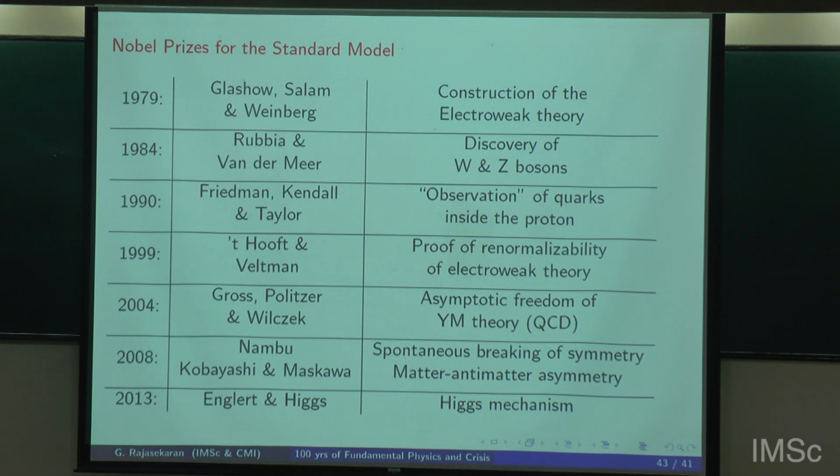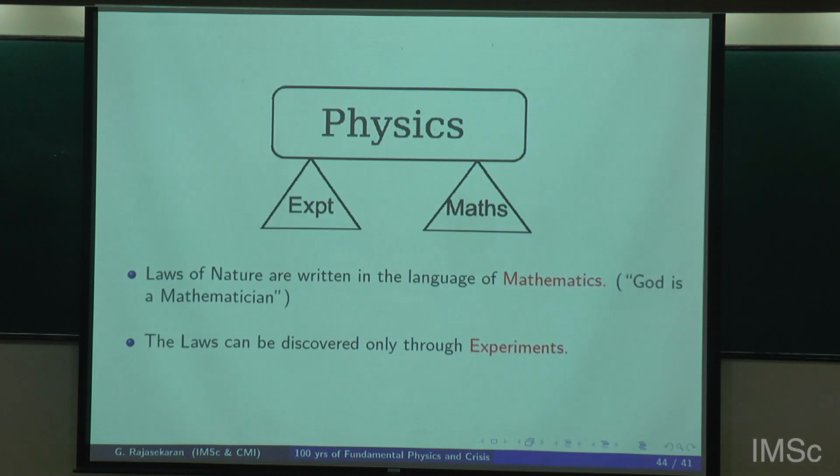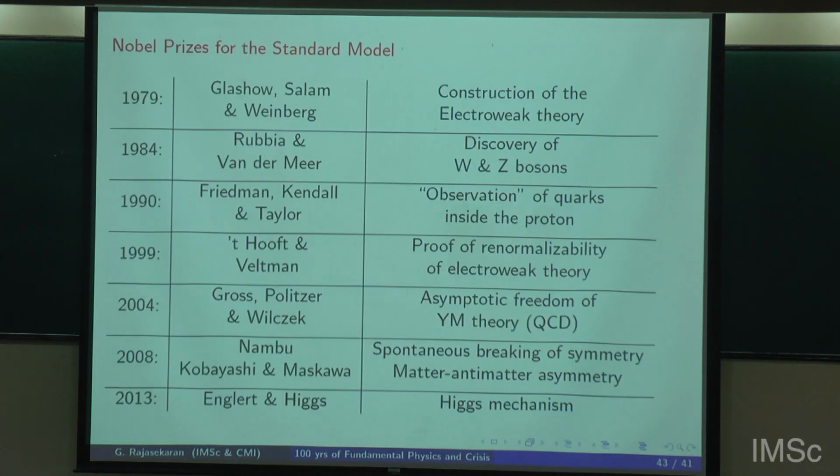Why? Friedman, Kendall, and Taylor not only found the point particles, they found that the point particles, as observed by the high-energy electron probe, behaved as if they are free. Of course, quarks are not free. They are very strongly interacting. Otherwise, they would not bind inside the proton and neutron. Nevertheless, as observed through a very high energy probe like an electron, they behave as if free. Very high energy, that is why it's called asymptotic. Asymptotically, they behave like free particles.